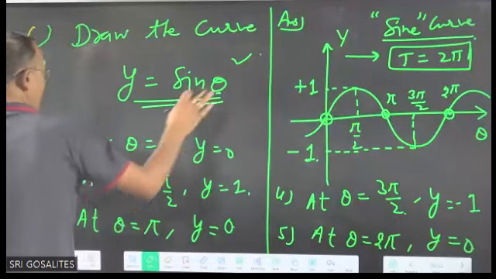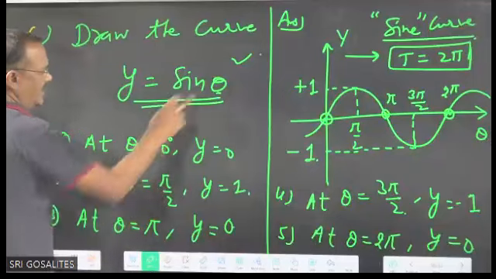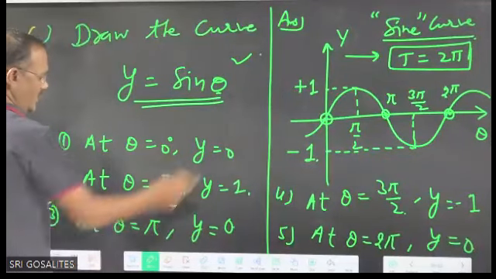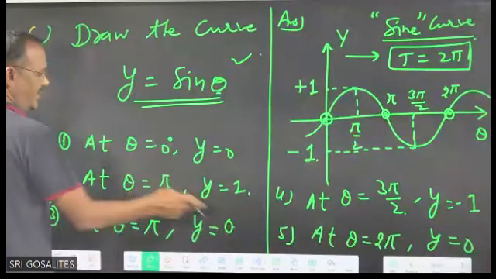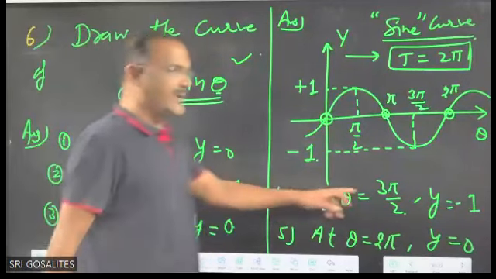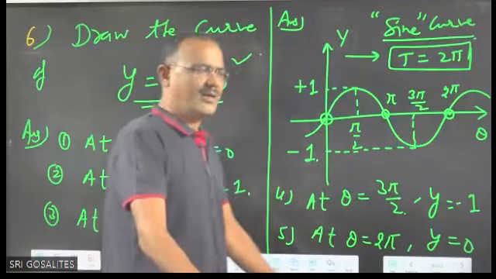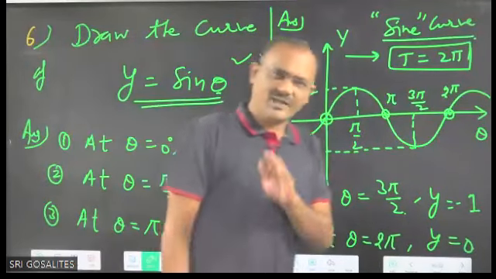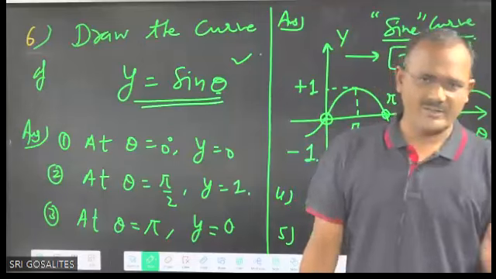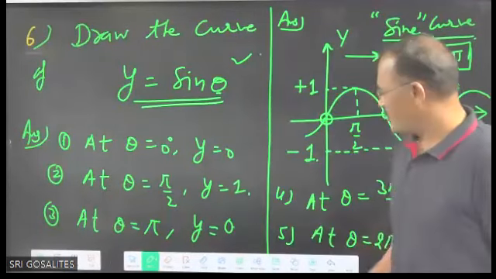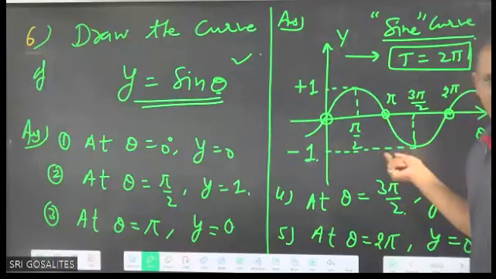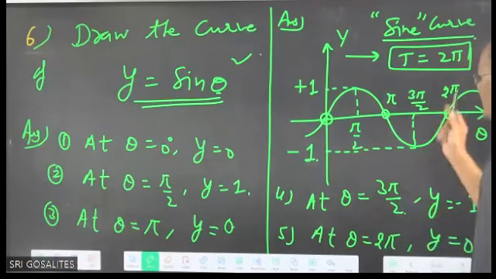So see, y is sin theta. Sin 0 is 0. At theta 90 degree, y is 1. At theta 180 degree, sin 180 is 0. Then further 3 pi by 2 means 270. For now, remember it. Better you learn this now, because only sine and cos are of our use, the rest is of no use. So sin 270 is -1, and sin 360 is 0.